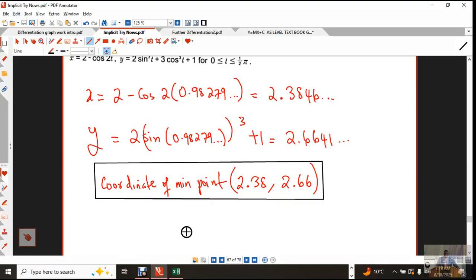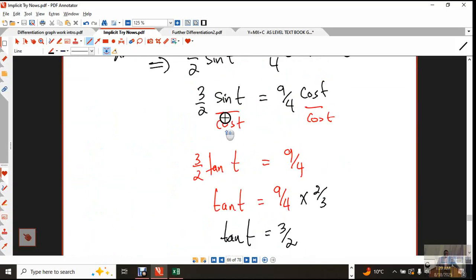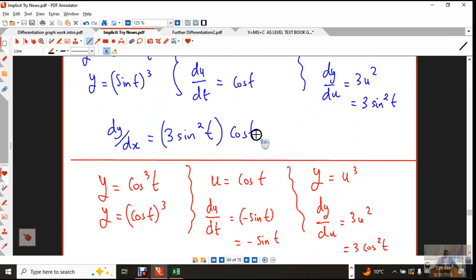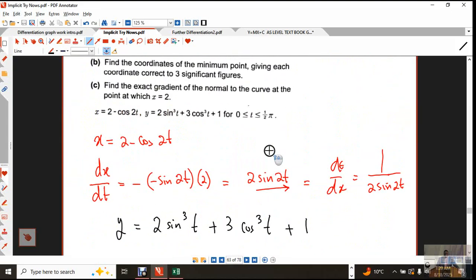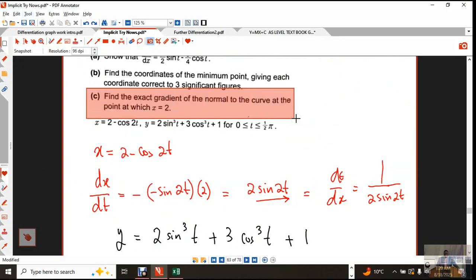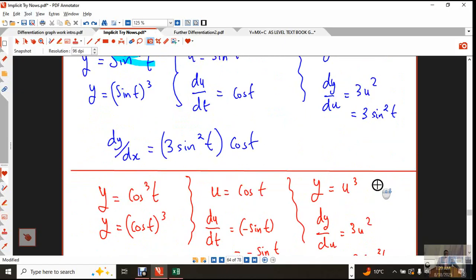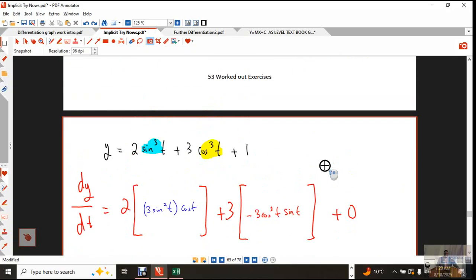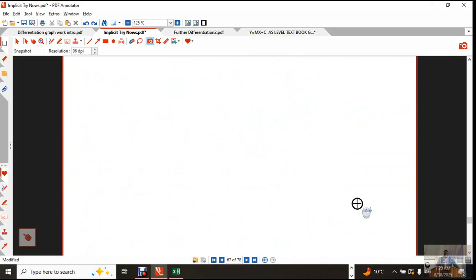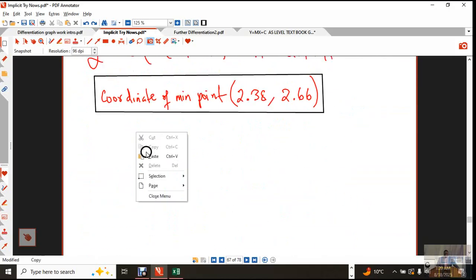What is part C asking us? Since I think there is a part C, let's go ahead and get that question as well. Go back all the way to get part C. Part C says find the exact gradient at the point at which x is equal to 2. The keyword being exact there. So we are going to do part C all the way over here. I think it can fit.